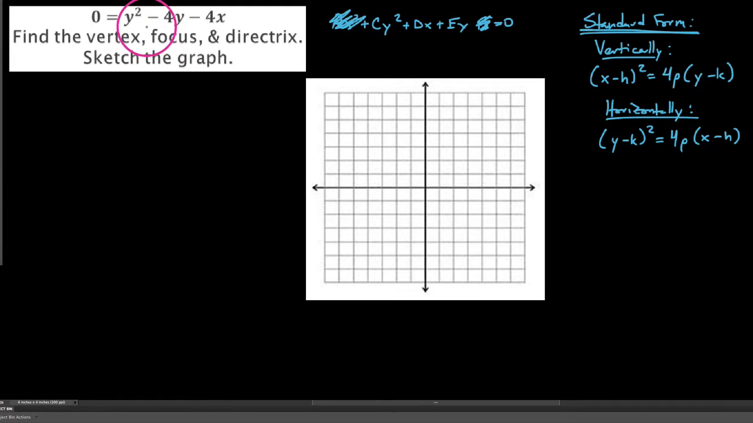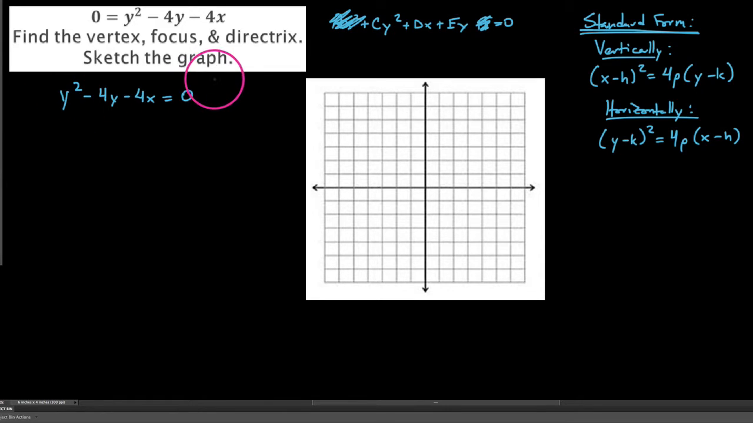So now, because this equation is not already in one of these two forms, we're going to need to place it in that form. And the way we're going to do this is we're going to complete the square. And so let's go ahead and start with this. I'm actually going to just rearrange this a little bit here. I'm going to write y squared minus 4y minus 4x on the left side of our equation here.